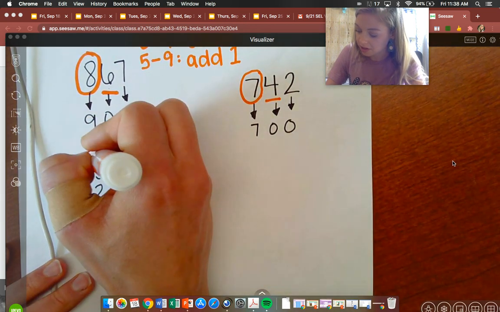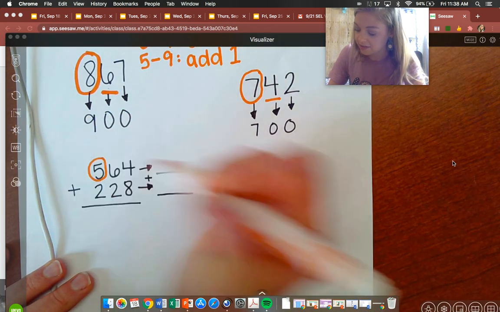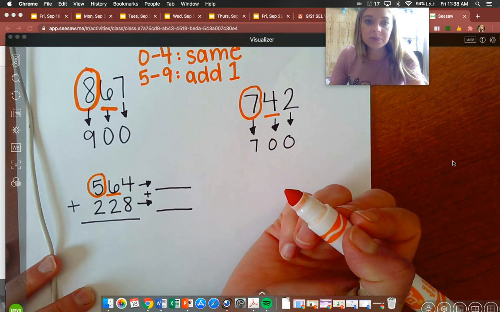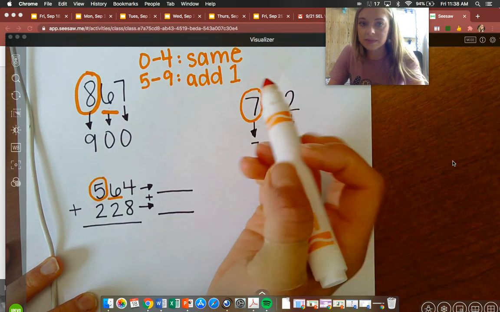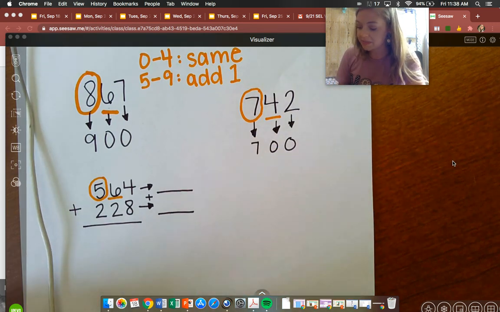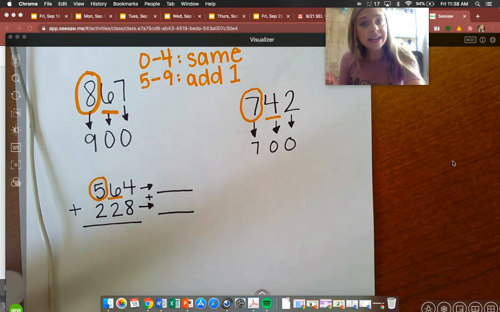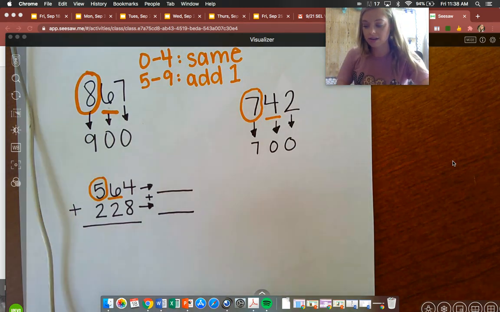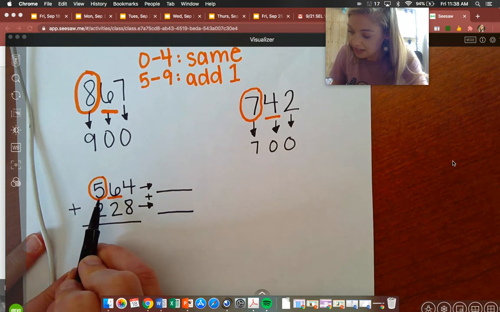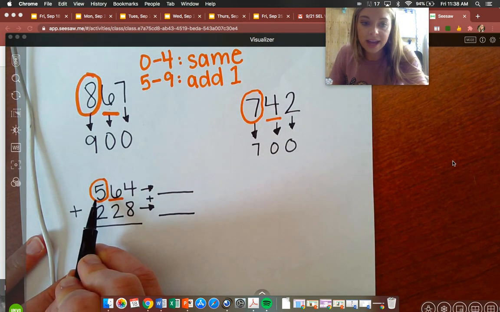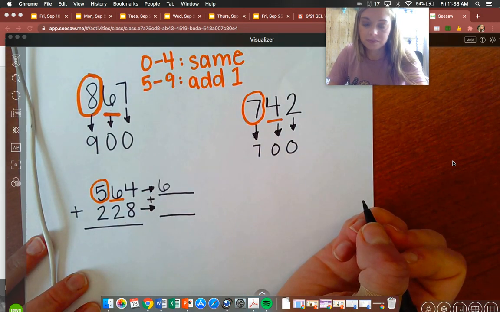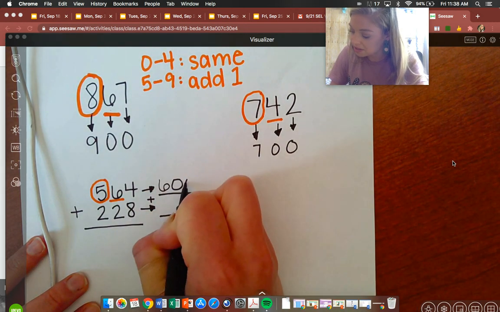I'm going to circle the hundreds place in 564, underline the 6. Look to see if the 6 is in between 0 through 4 on a number line, or if it's in between 5 through 9 on a number line. And 6 is in between 5 through 9, right? 5, 6, 7, 8, 9. So that means that this 5 is going to go up 1. We're going to add 1. So it's going to change to a 6. And all of the other numbers will turn to 0.